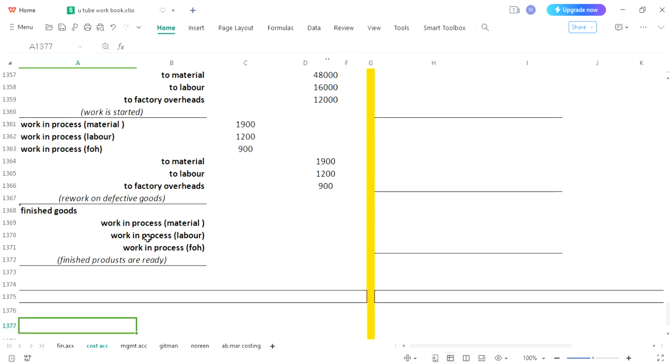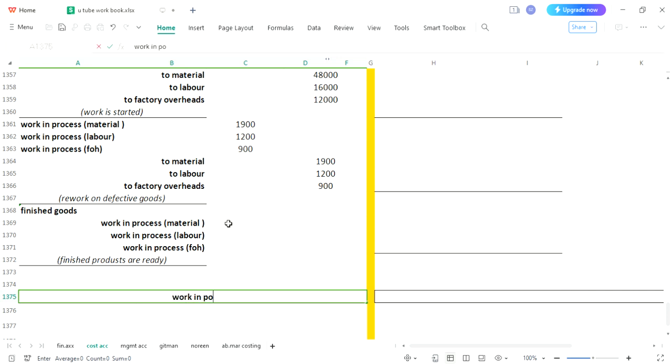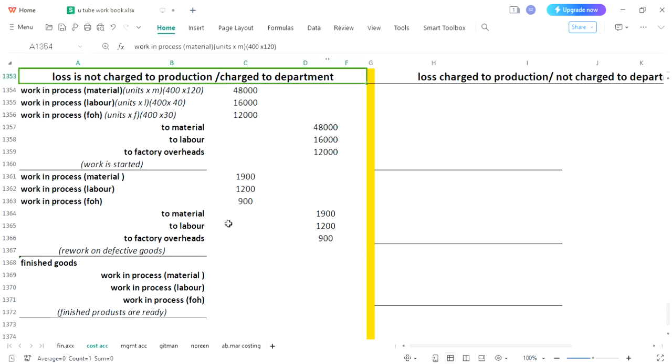The first amount which we need is work in process material. So you will make a ledger for work in process material. We will observe: if work in process material is present on the debit side, we will put the amount on the debit side. If it is present on the credit side, we will put the amount on the credit side. There are only two entries where work in process is present, and both amounts are on the debit side. First entry on debit side, second entry on debit side. So both amounts 48,000 and 1900 would be put on the debit side, and the reference is the same, two material and two material.